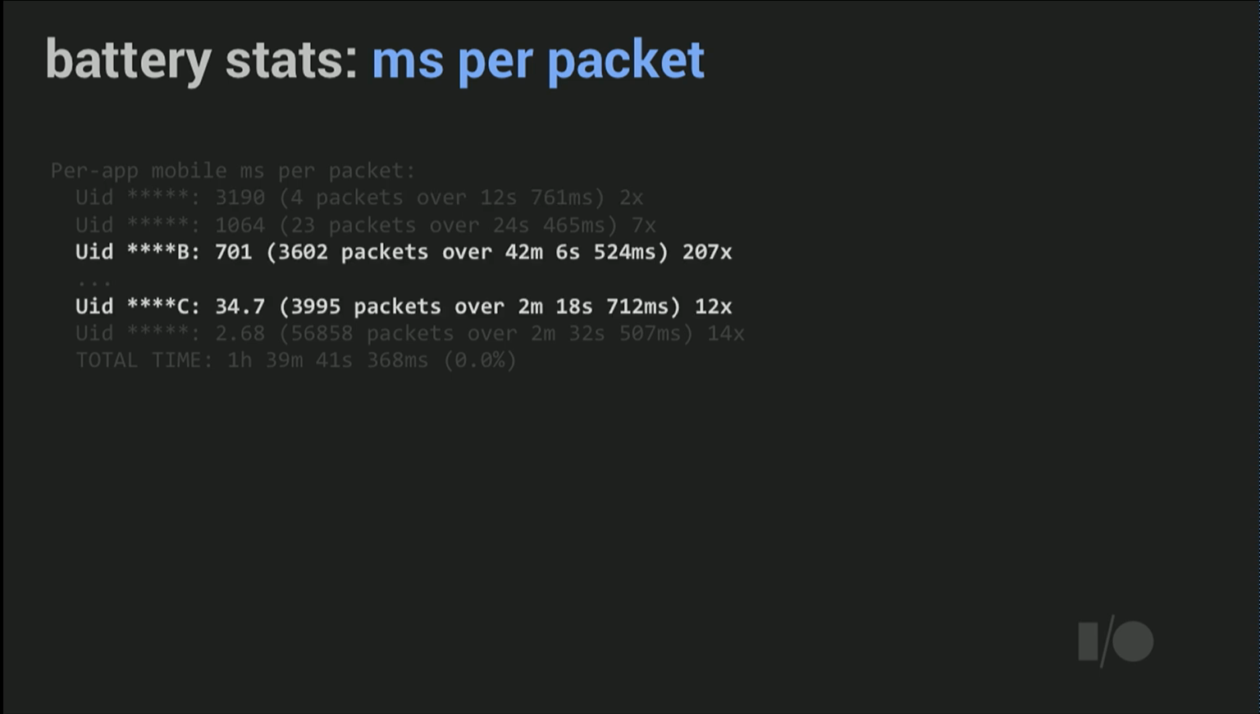So UIDs B and C. B, you can see that it sent 3,600 packets over 42 minutes, versus C sent about the same, 4,000 packets, but only over 2 minutes, right? So there's a huge difference there, and it tells you that one was far more efficient in transmitting that information than the other. Now, this could be for completely legitimate reasons, or it could be an area that you can investigate to figure out what was going on.